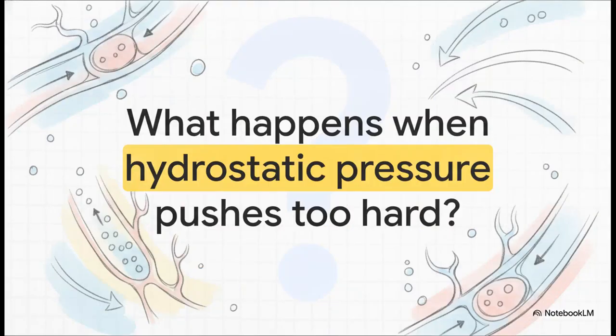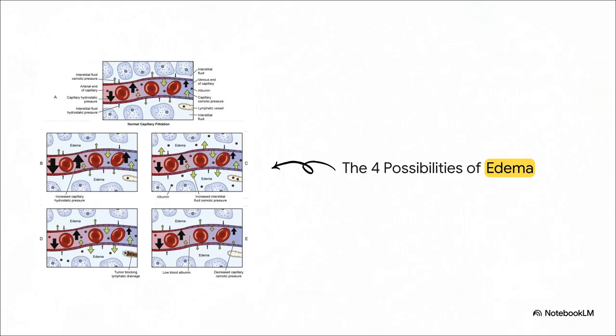Now, let's test your real-time clinical reasoning a bit. We know fluid moves back and forth all the time. But what happens when the physical pressure inside the capillary, the hydrostatic pressure, pushes outward against the vessel walls too hard? Think about it for a second. Where does all that fluid actually go? Well, that fluid is forced directly into the interstitial compartment, creating edema. Edema happens when that delicate balance of pressures just completely breaks down.